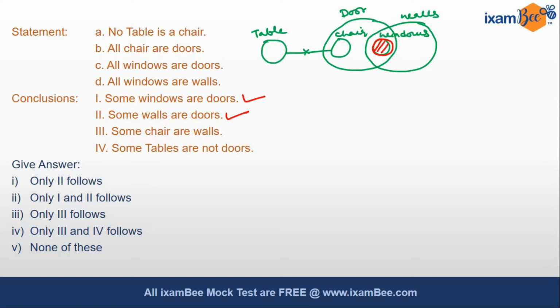Let's see the third one. It says some chairs are walls. Friends, we do not know any relationship between chairs and the walls. Hence, we cannot conclude anything out of it and we'll mark the answer as can't say and strike it off. Let's see the fourth conclusion. It says some tables are not doors. Now see friends, we definitely know that some tables are not chairs, but we do not know any relationship between tables and the door. They may be door, they may not be door. So here also again we'll mark our answer as can't say and we'll strike it off.